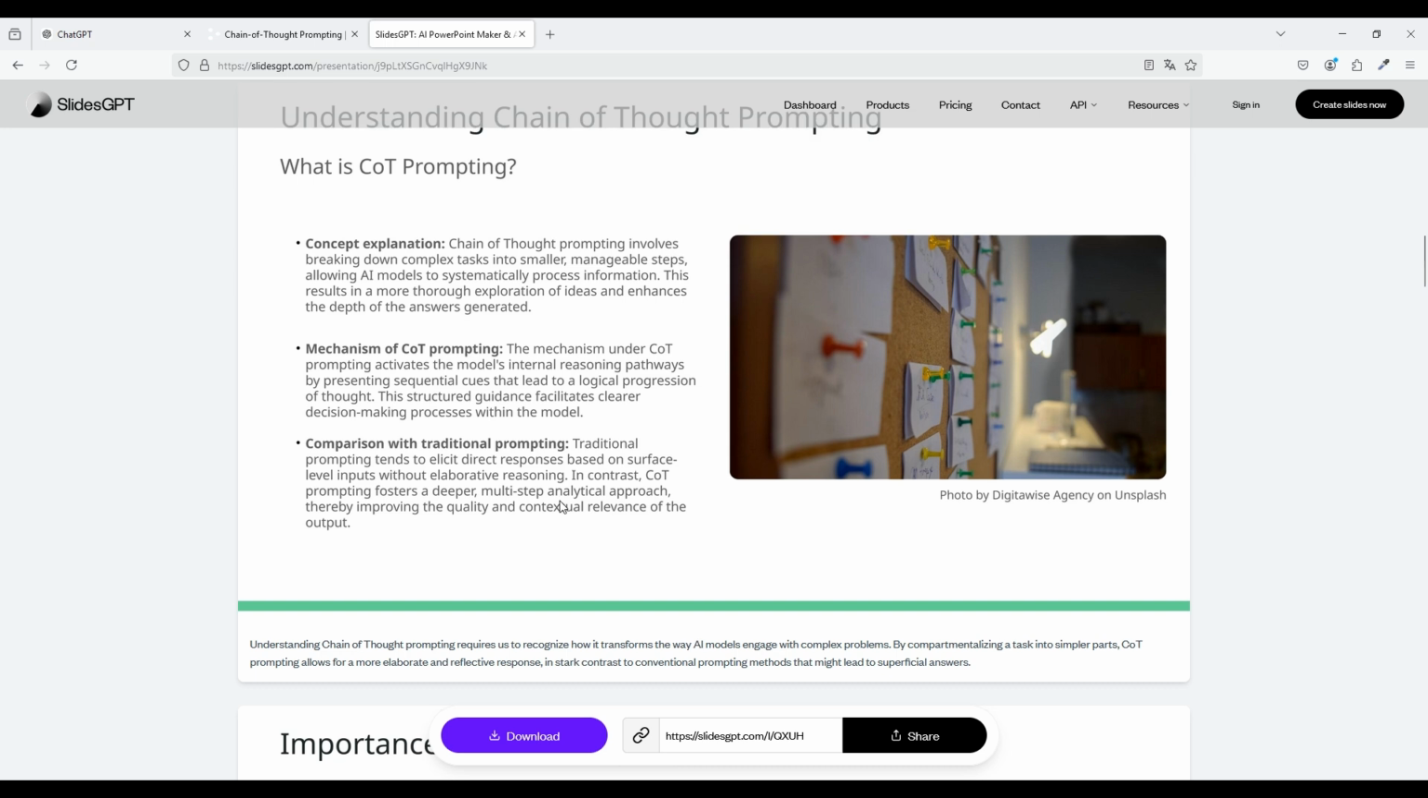The mechanism is pretty straightforward. It is there to activate the model's internal reasoning pathways. It triggers the model into thinking in steps, and this leads to a logical progression of thought. So this facilitates a clearer decision-making process within the model.